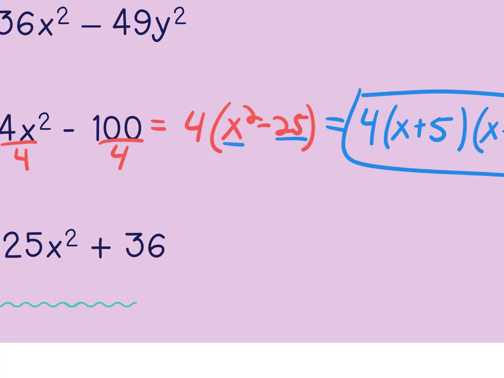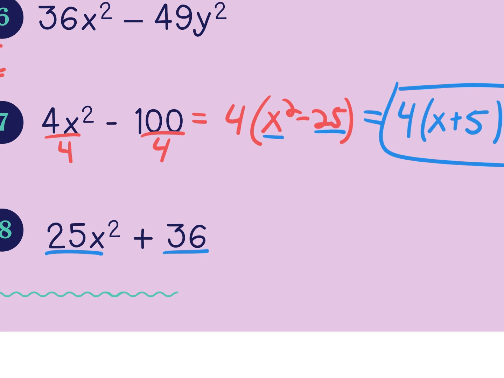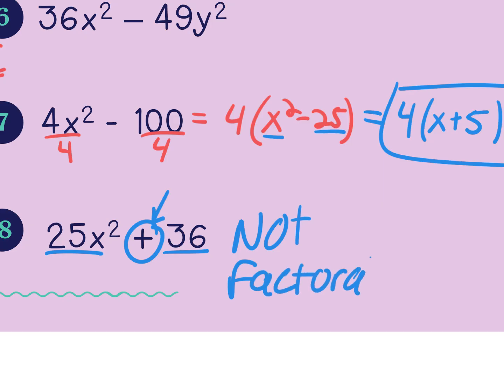All right, when you look at number 8, is 25x squared a perfect square? Yes. Is 36 a perfect square? What's the sign in the middle? A plus, right? So this one's a little bit different. What do you guys think? Can we do our rule? No. This one is not factorable. Not factorable.